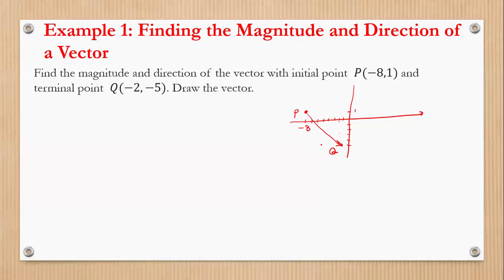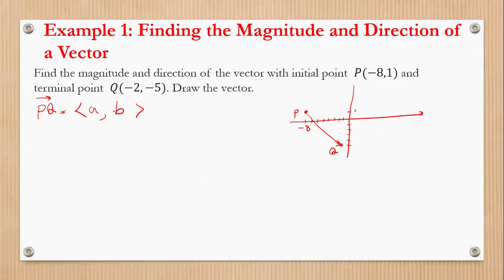But what's the direction and the magnitude of this vector? To find the direction and magnitude, we need to find the component of the whole vector, not the components of the initial and terminal point. So we need to find the vector PQ first, the component of these vectors, which we call A and B.